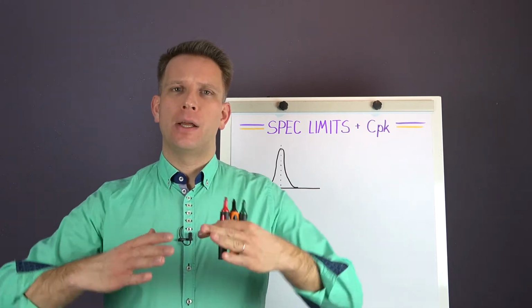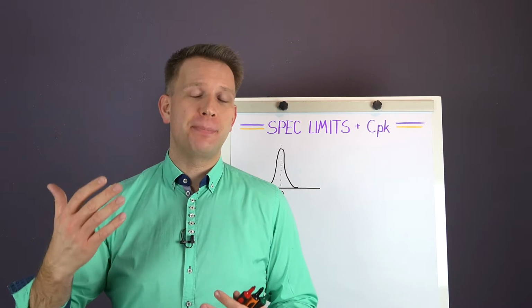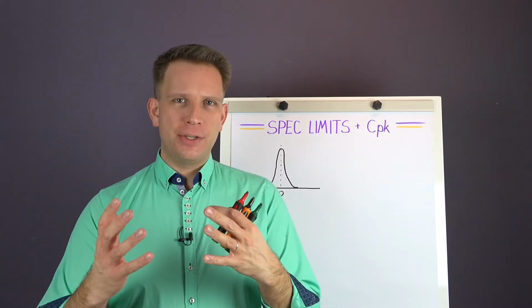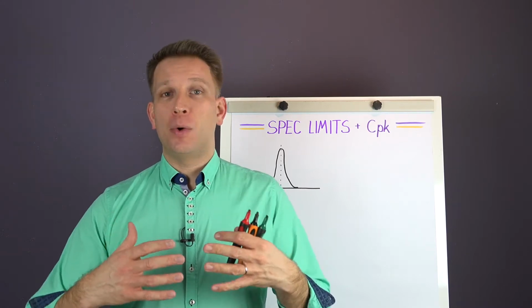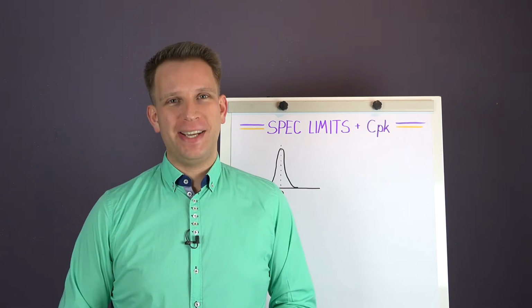When you set a wider spec range, it's also easier to achieve a higher CPK or sigma level. And to what extent can you interchange or compare these things? And why would you do it in the first place? Let's dive into this video to find out.